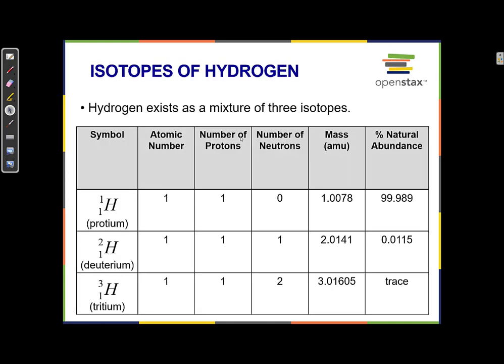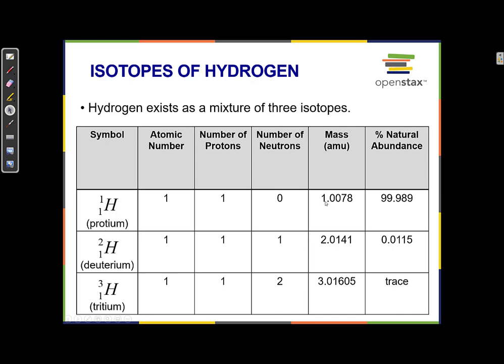So here are some more properties of these isotopes of hydrogen. They also have names. This hydrogen atom, which is the most common type of hydrogen on Earth, is called protium. This kind of hydrogen, which has one neutron, is called deuterium, and about 0.1% of all hydrogen on Earth is deuterium. 99.9% of all hydrogen on Earth is protium, and an incredibly small amount of hydrogen on Earth is tritium, which has two neutrons. So the only thing that's really different about these is their mass.